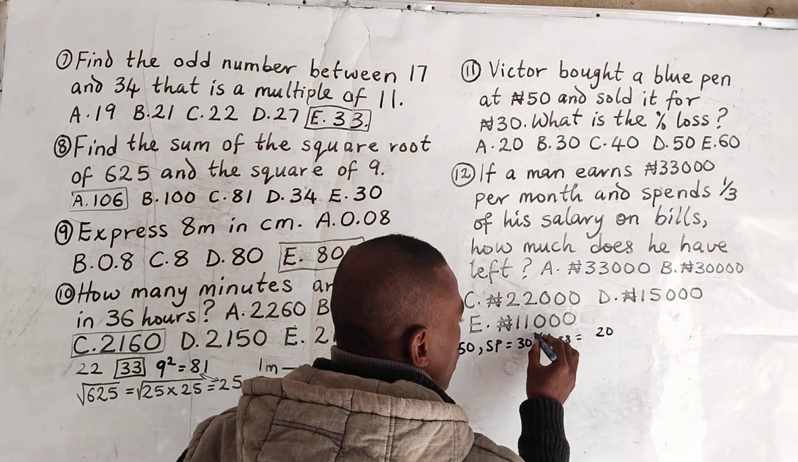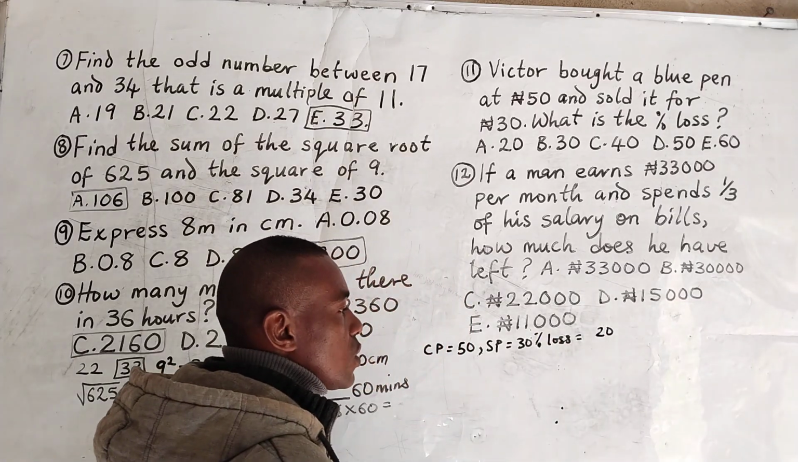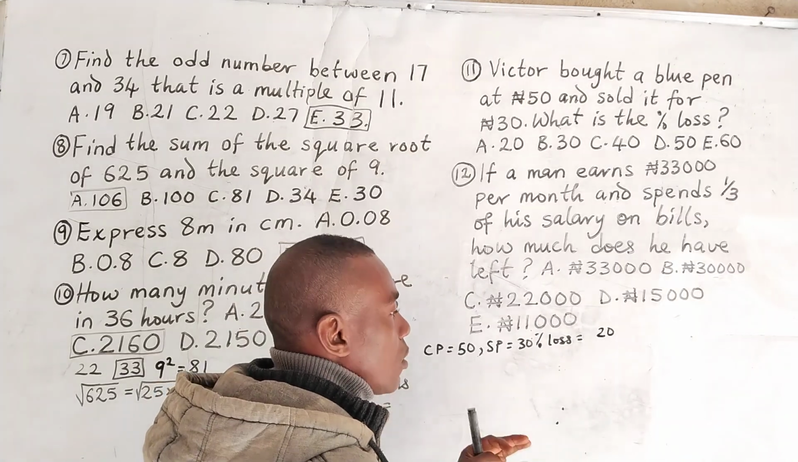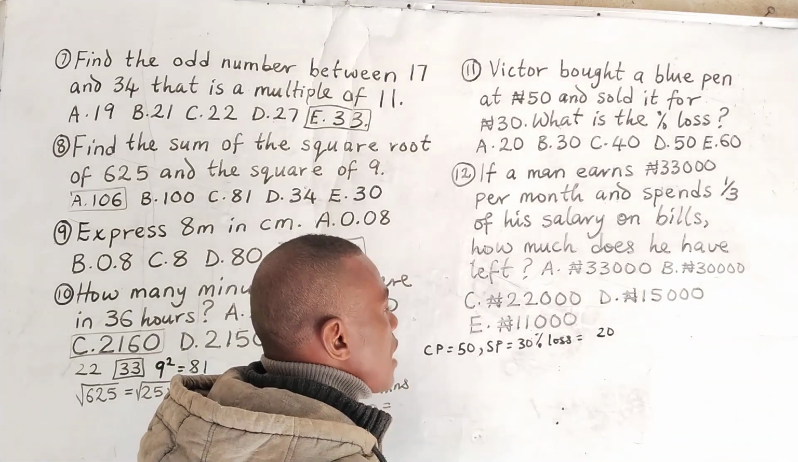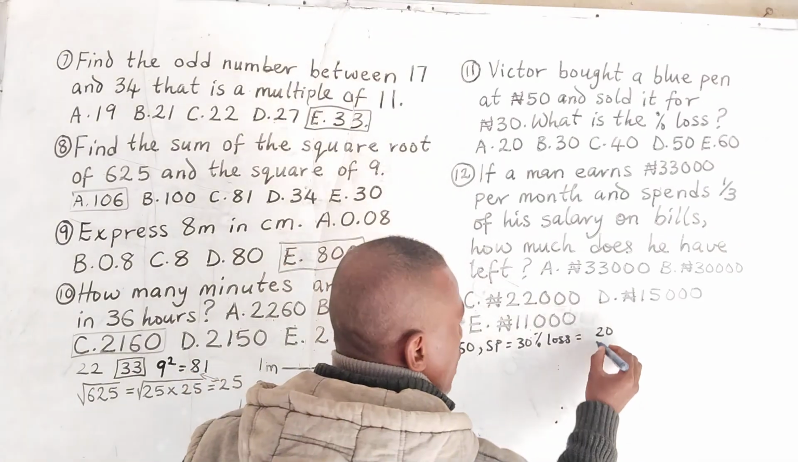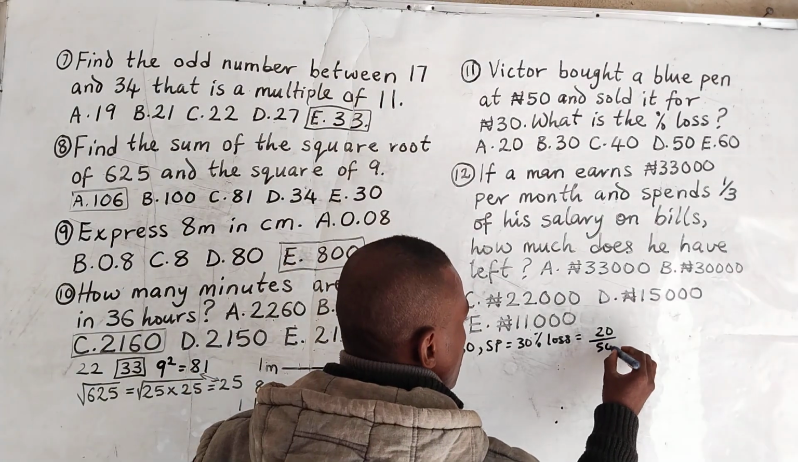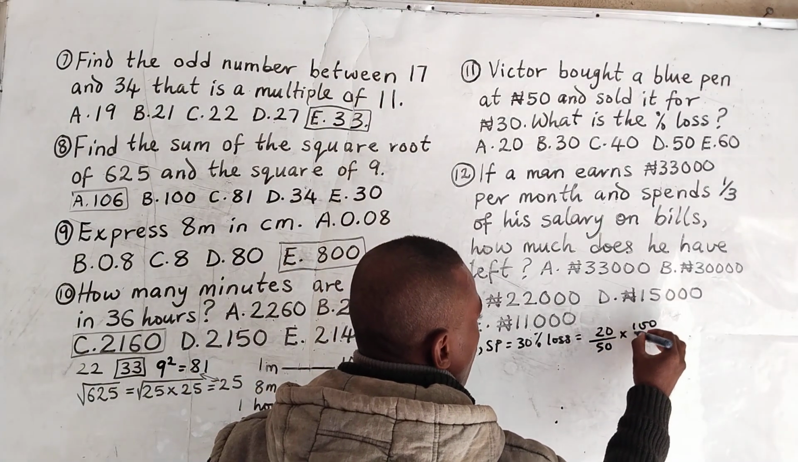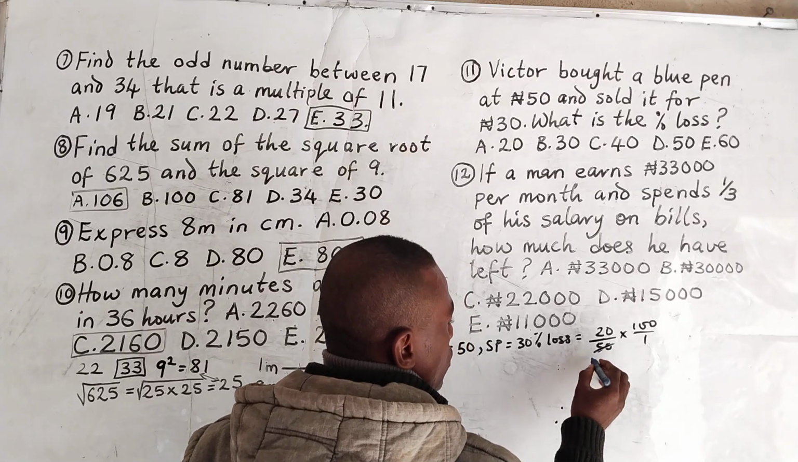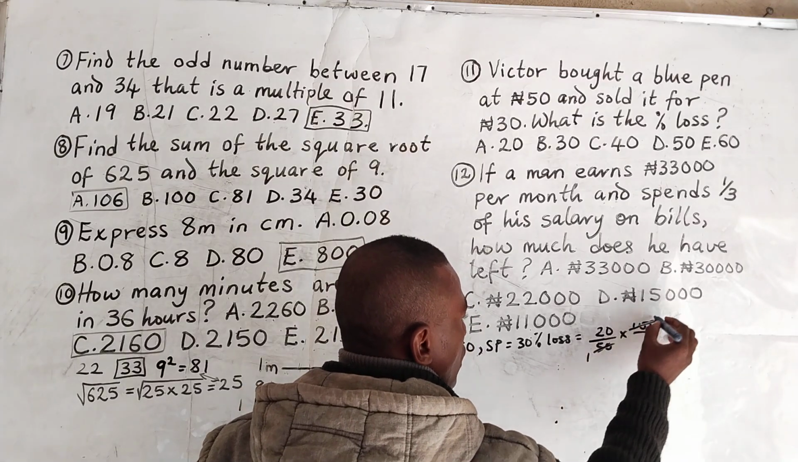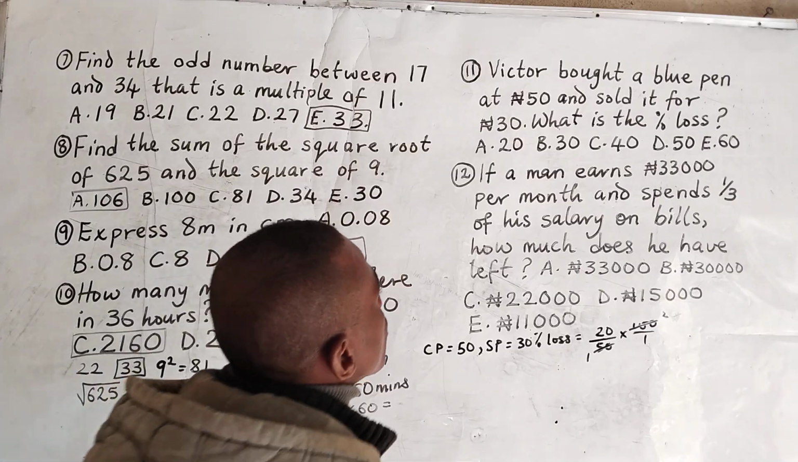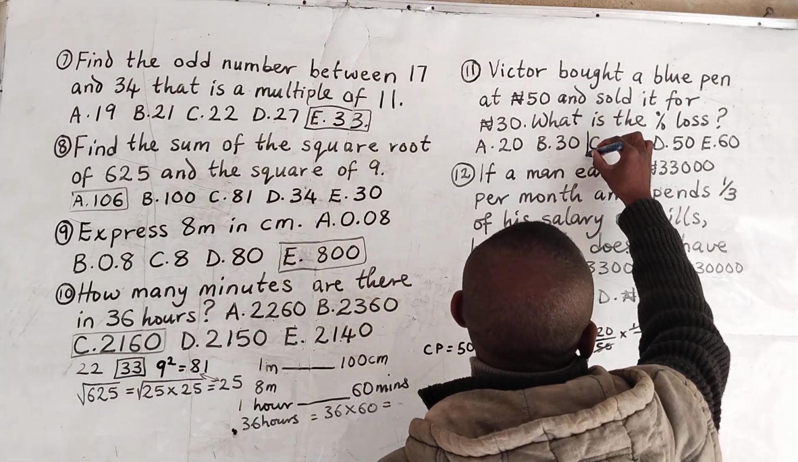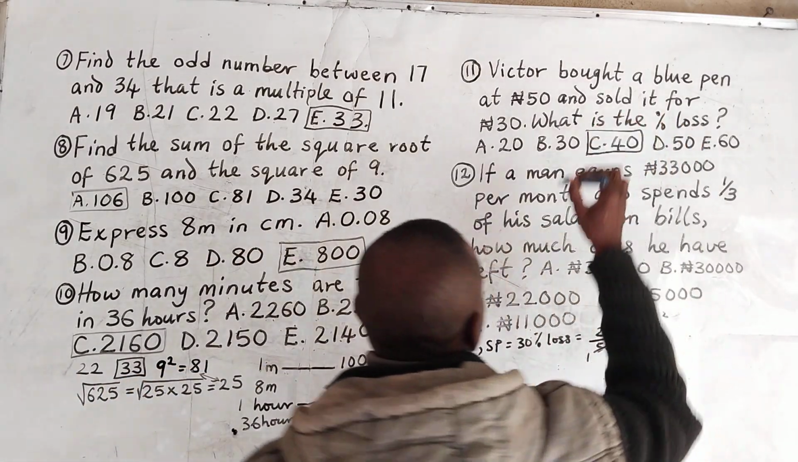Then percentage loss is always loss as amount over cost price multiplied by 100 over 1, which is 20 over 50 multiplied by 100 over 1. Now 50 into 50 is 1. 50 into 100 will give us 2. 2 multiply 20. It will give us 40%. So answer to question number 11 is 40%.